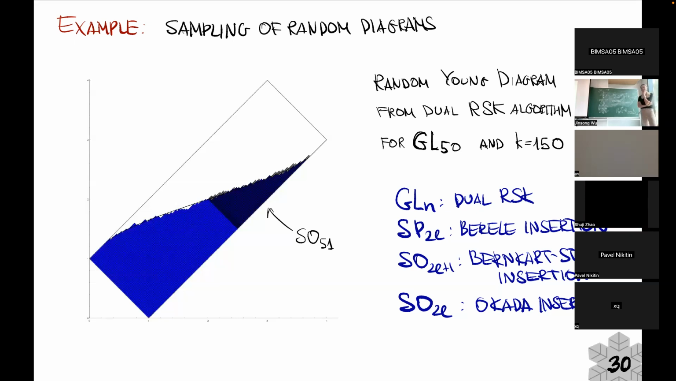Yes, and currently, what I want to say, I was asked what happens if I take the product of rectangles? Not just the columns, not just the rows, but rectangles. In this case, we will obtain so-called Littlewood-Richardson rule, in some bijection.